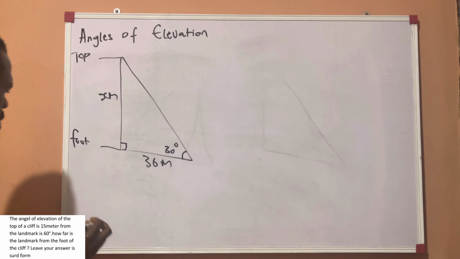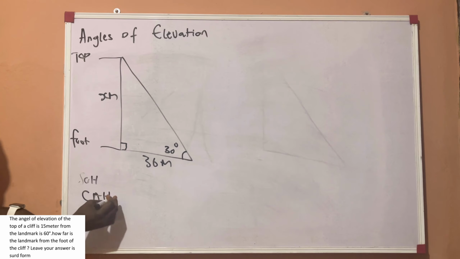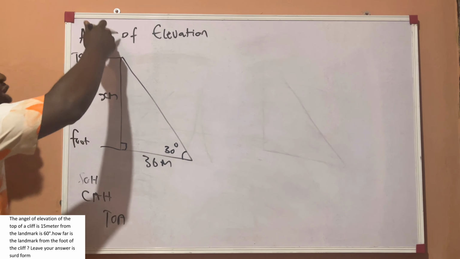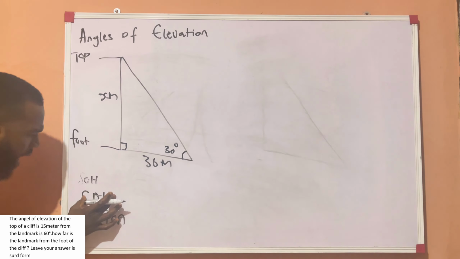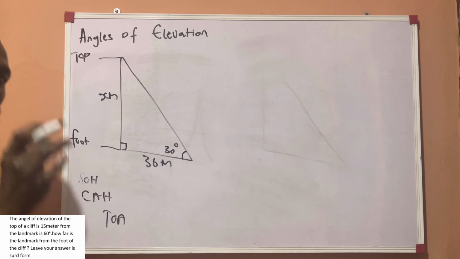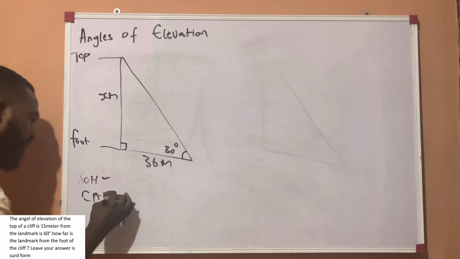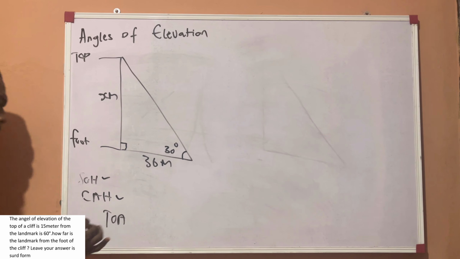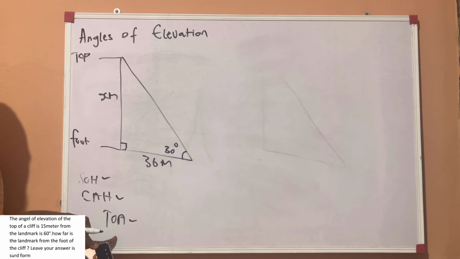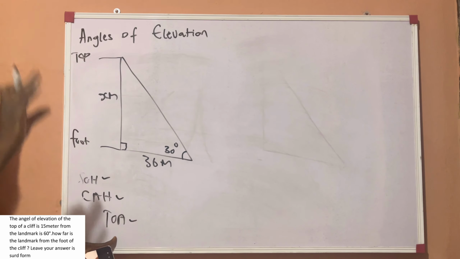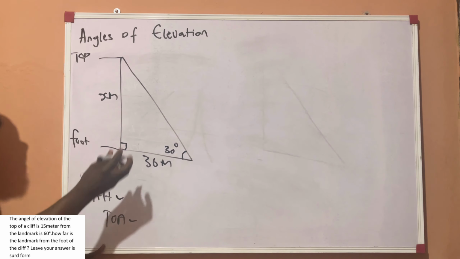So it means SOH, CAH, TOA. Now, because nothing was written on the hypotenuse, you will check between SOH, CAH, and TOA, which one does not carry hypotenuse. Now, SOH carries hypotenuse. We are not going to use that. CAH carries hypotenuse. We are not going to use that. But TOA does not carry hypotenuse. What does that mean? We are going to be using TOA to solve this question because TOA does not have hypotenuse in it.